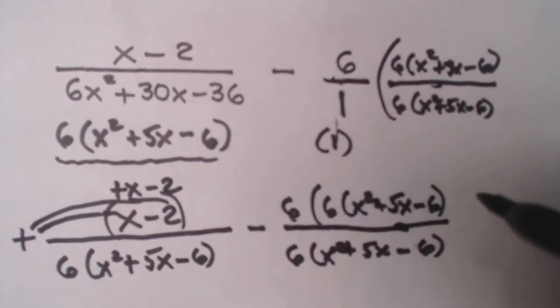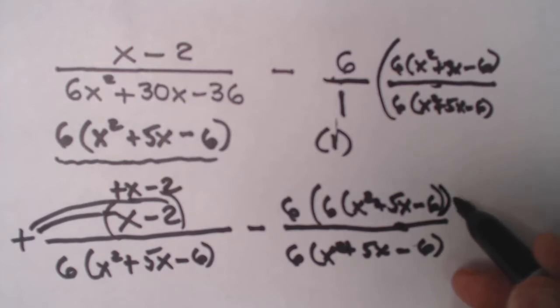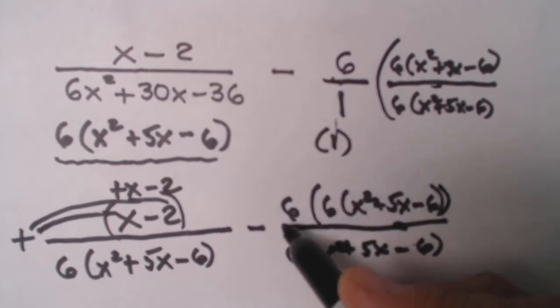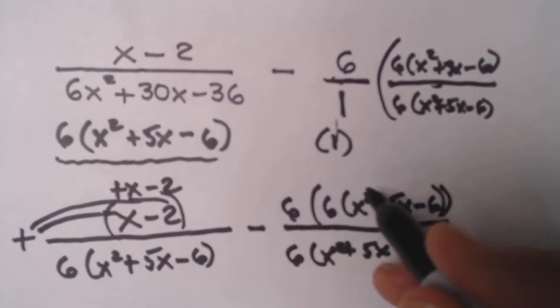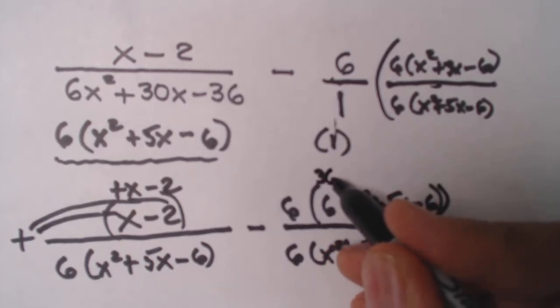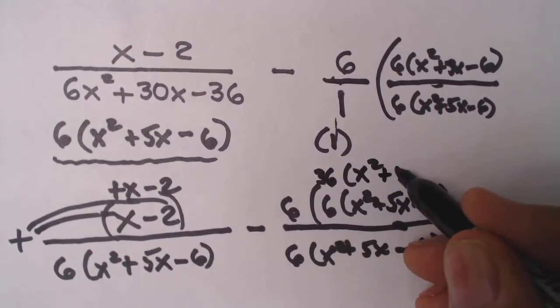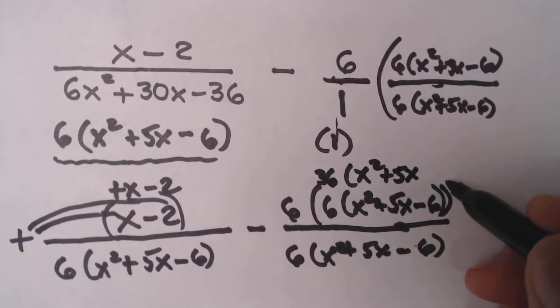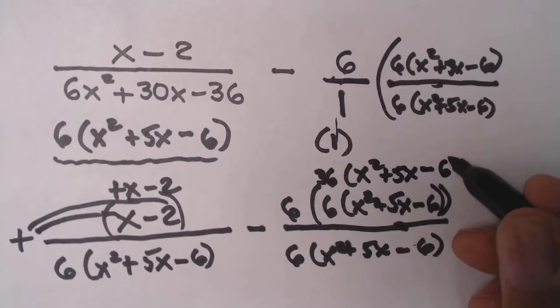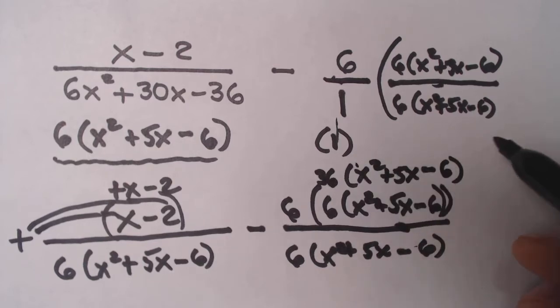Okay. Now, this next guy. Notice what's going on over here. Okay, and I need one extra set of parens here. There it is. I've got 6 times 6 here, which is 36. So I can think of this as 36 times the x squared plus 5x minus the 6.